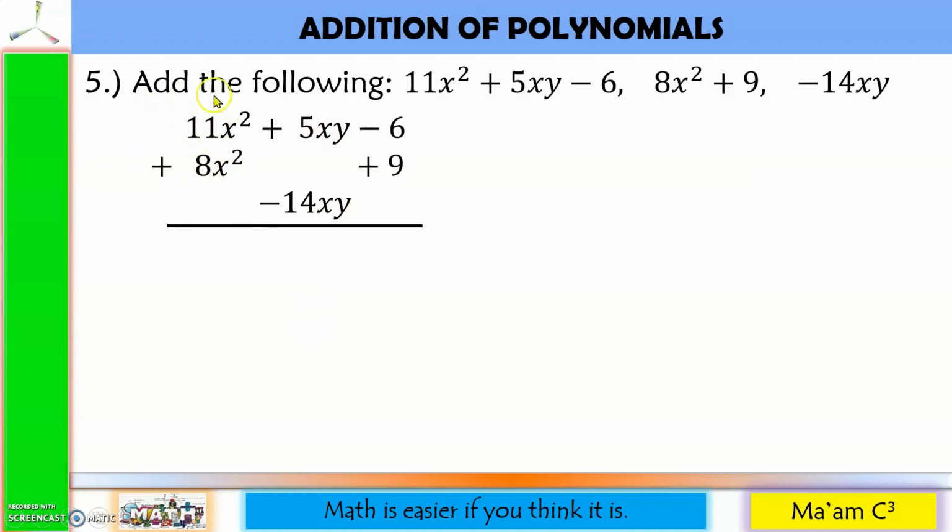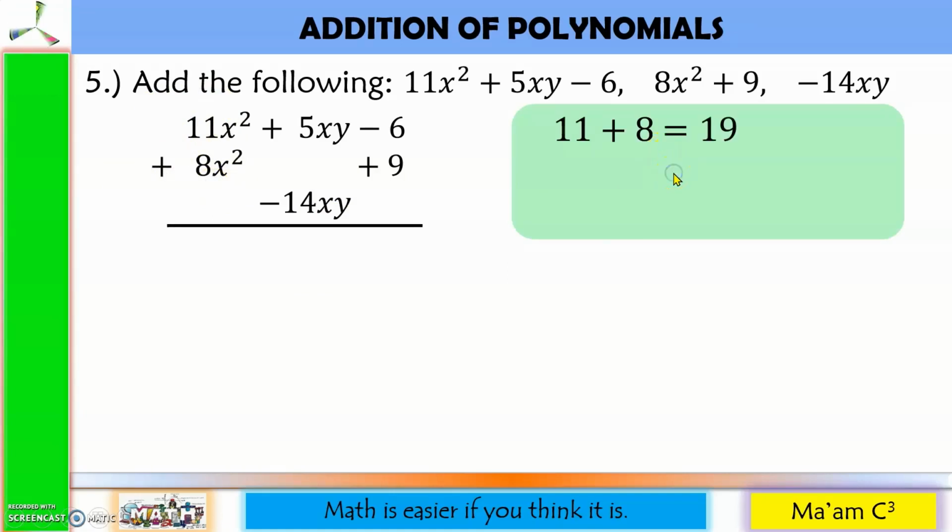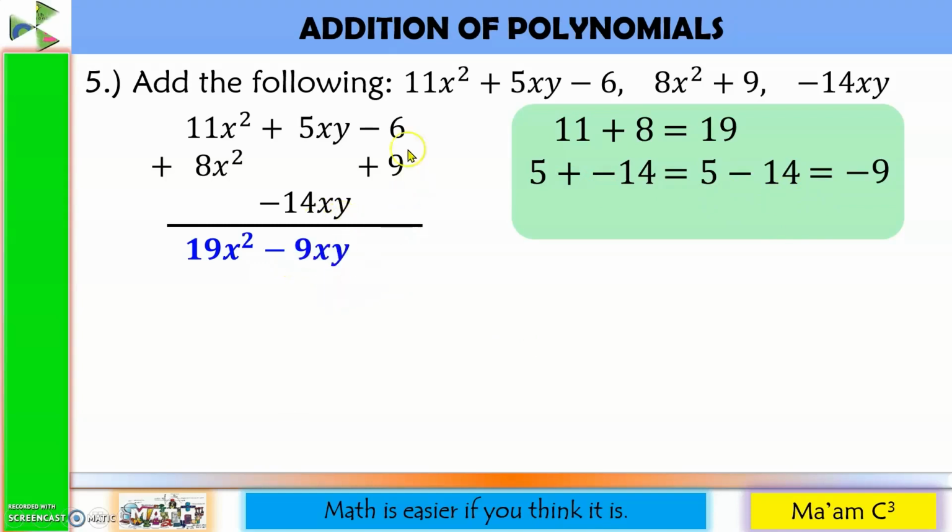Let us perform the operation for x squared. This is 11 plus 8. And this is equal to 19. So we have 19x squared. Now for xy, we have 5 plus negative 14. Plus minus, when simplified, will become minus. So 5 minus 14. And this is negative 9. So we have negative 9xy. And then for the constants, negative 6 plus positive 9. Plus plus, when simplified, will become plus. So negative 6 plus 9. Negative 6 plus 9 is 3. So we have plus 3.